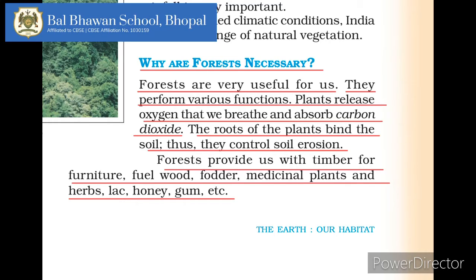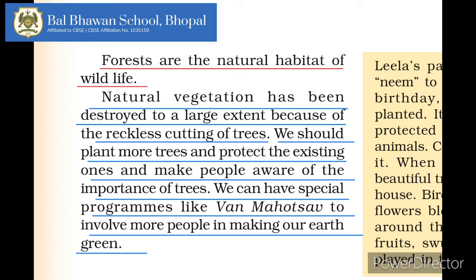The roots of plants bind the soil, thus they control soil erosion. So, the roots of trees and plants hold the soil. During the rainy season, they keep the soil from being displaced from its place. That results in control of soil erosion. Forests are the natural habitats of wildlife. Animals live in forests. They cannot live in cities. They will not find their food in the cities. So they are completely dependent on forests. For wild animals, the forest is their home.